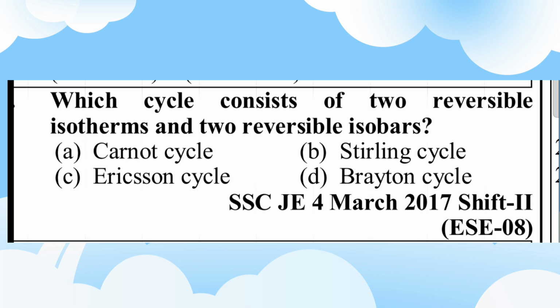Which cycle consists of two reversible isothermal and two reversible isobars? A. Carnot cycle, B. Stirling cycle, C. Ericsson cycle, D. Brighton cycle. C, Ericsson cycle.